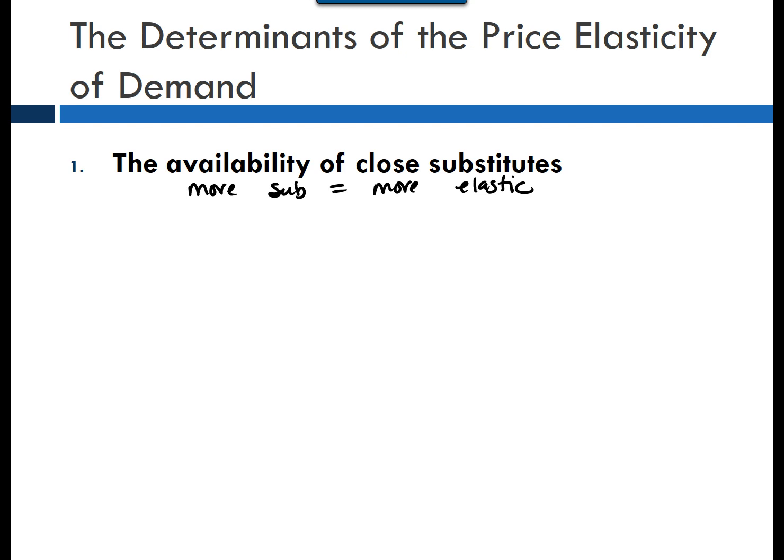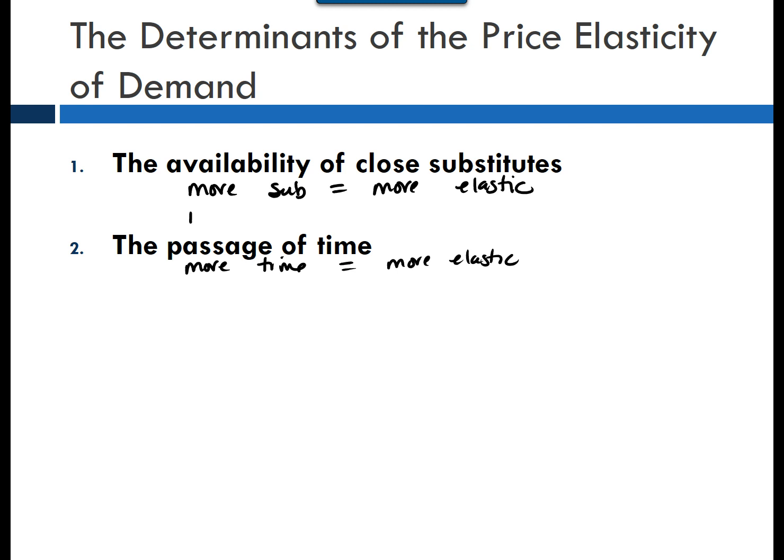Some of these other things are different determinants, but they're still related to substitutes. For example, the passage of time. The more time passes, the more elastic it is. And these would all work in the opposite direction too, right? So fewer substitutes equals less elastic. But if we talk about the passage of time, the more time evolves, the more options you have.